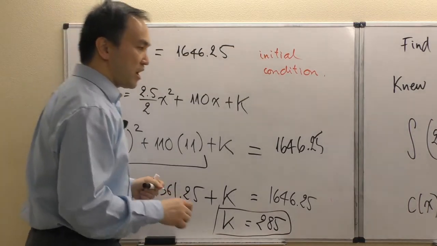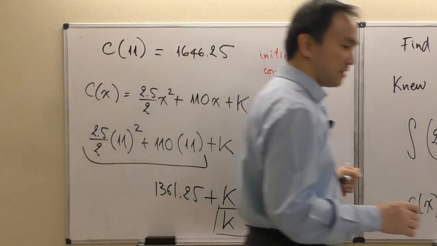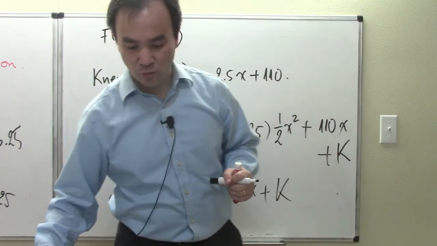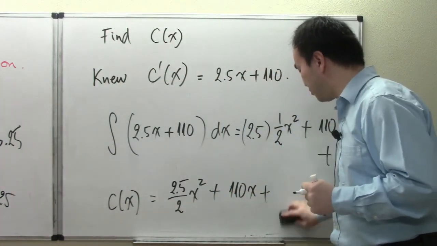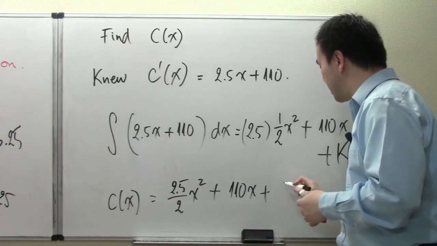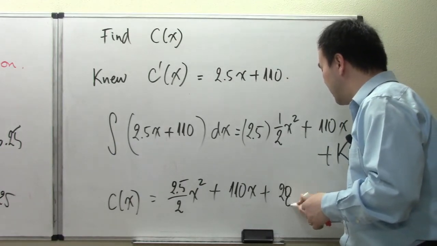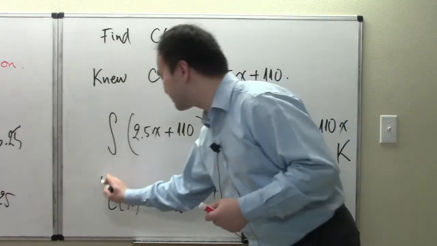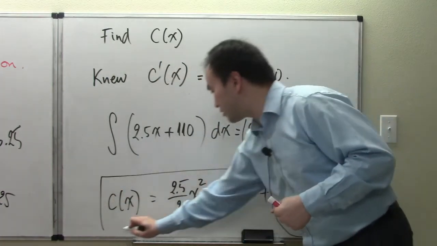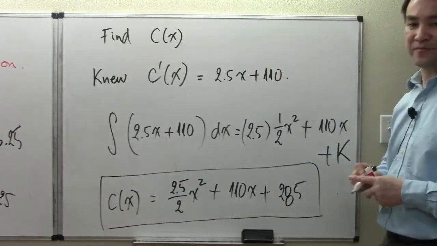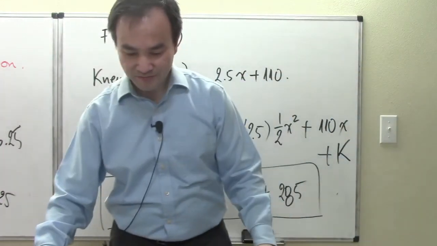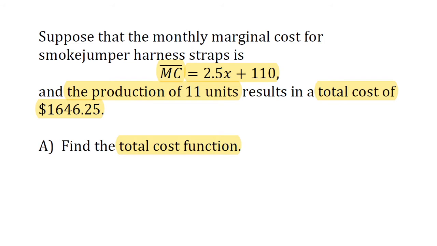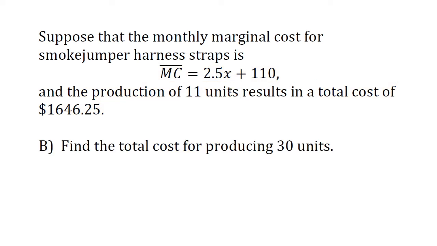And so in that way, now I'm ready to come back to my total cost function, which answers part A. So this final total cost function, we can now write it as plus 285. Okay, so this is our total cost function. Okay, and so now let's have a look at part B of our current example here.